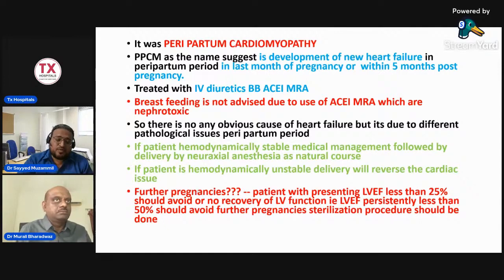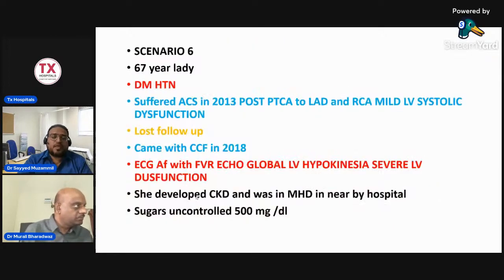Those patients who recover their LV function to more than 50% should be counseled that this disease can recur in next pregnancies, and they should be counseled to avoid further pregnancies. But those who have LV function less than 25% and have not recovered their LV function should be told not to have any further pregnancies. So this was the case that I treated with postpartum cardiomyopathy.